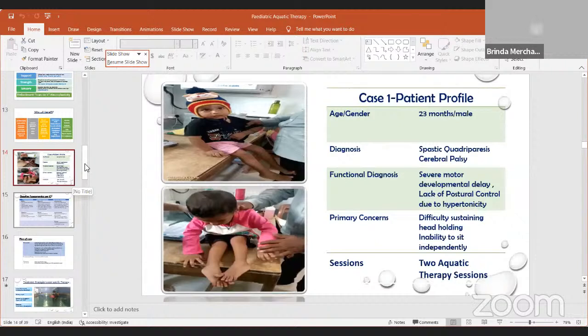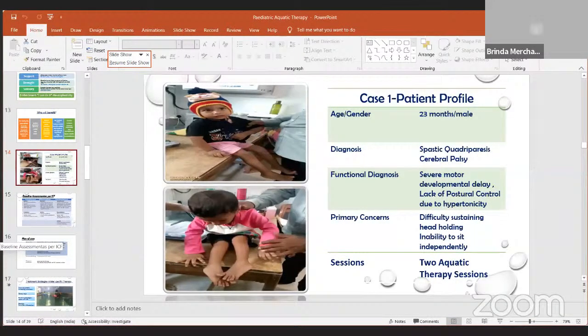So I see that the screen has come on. So this is the case of a child who is 23 months old. He has spastic quadriparesis, severe dystonia. He is unable to use both his upper and lower extremities functionally, even for routine activities like catch and throw of a ball.